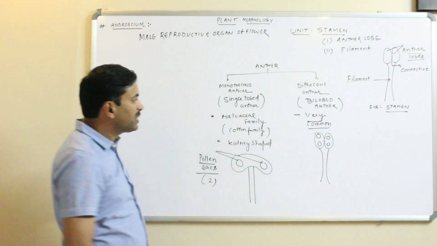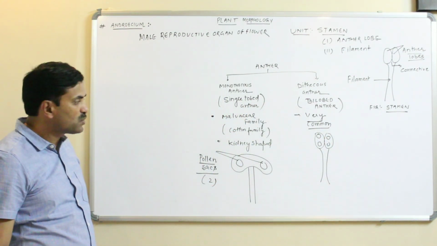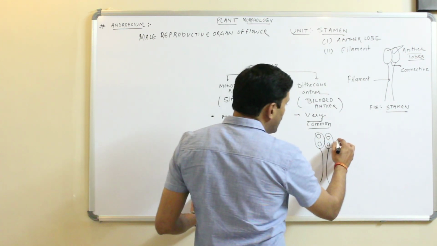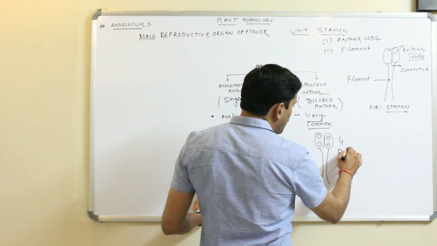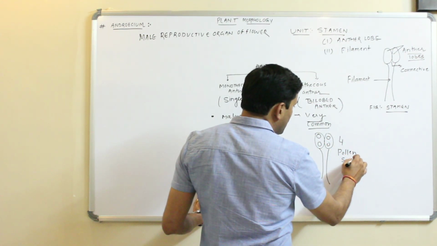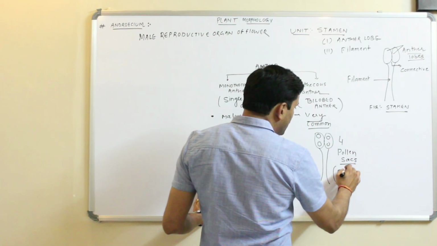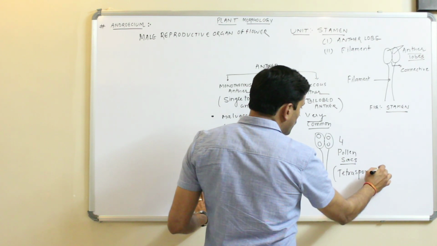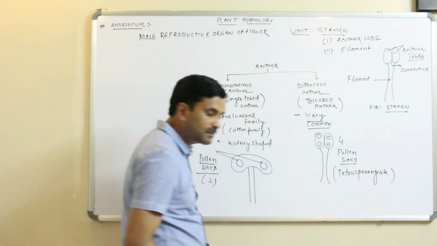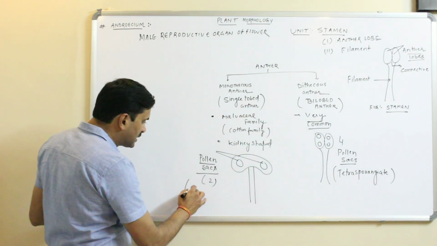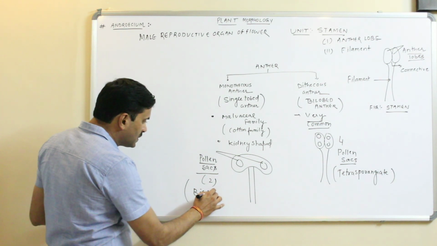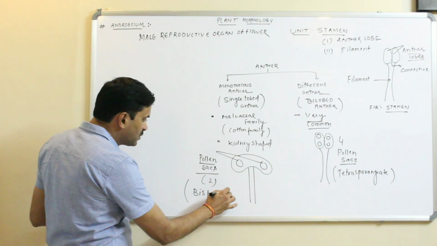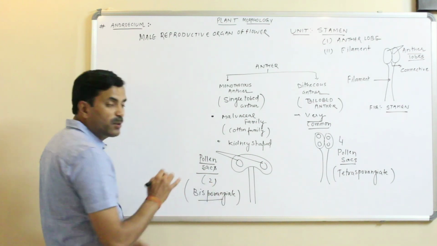In a monothecous anther, how many pollen sacs are present? Two. But here four pollen sacs are present. So you can use the term tetrasporangiate for this four sac condition, and for the monothecous anther you can use the term bisporangiate.